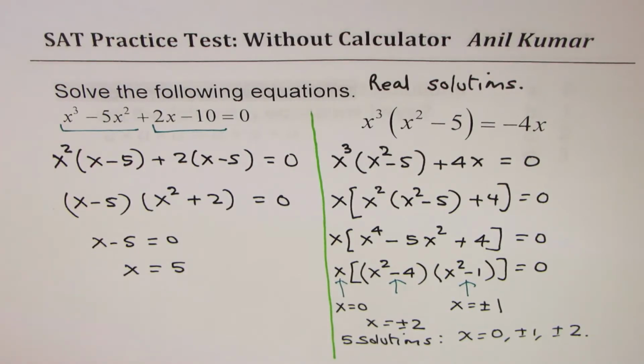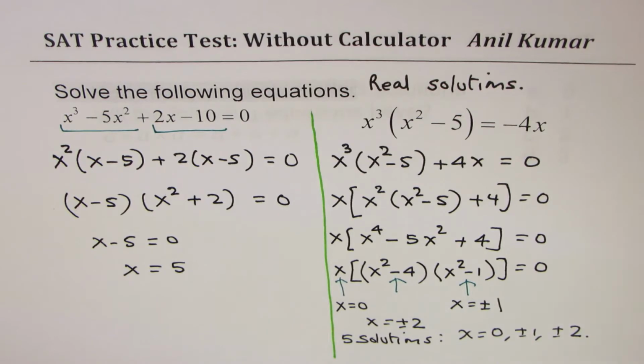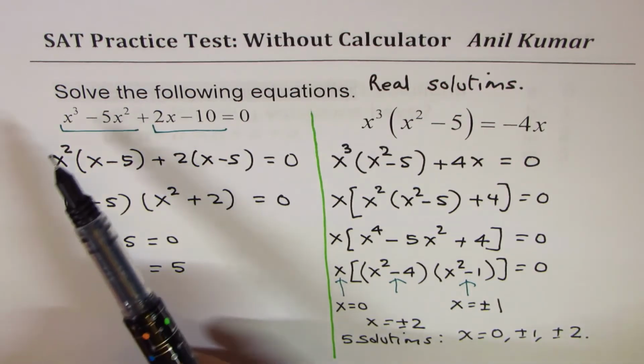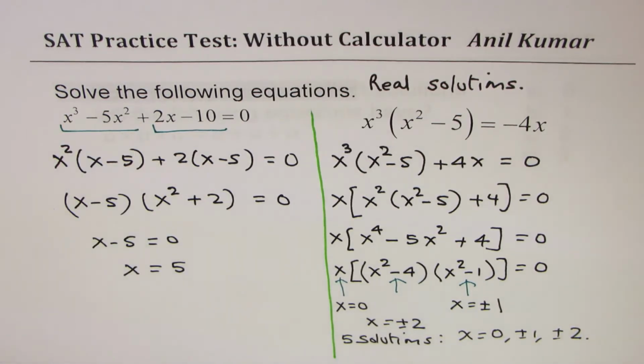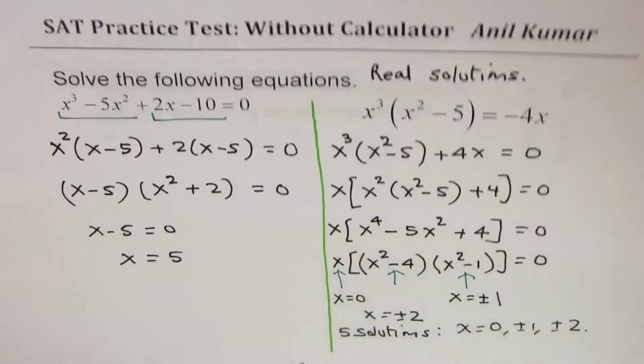A polynomial with 5 degrees, you may get 5 solutions. It is not a must. See, a polynomial with degree 3, we had only one solution. The other two were imaginary. Do you see that? So we could have imaginary solutions also. Therefore, I added the word real solutions.